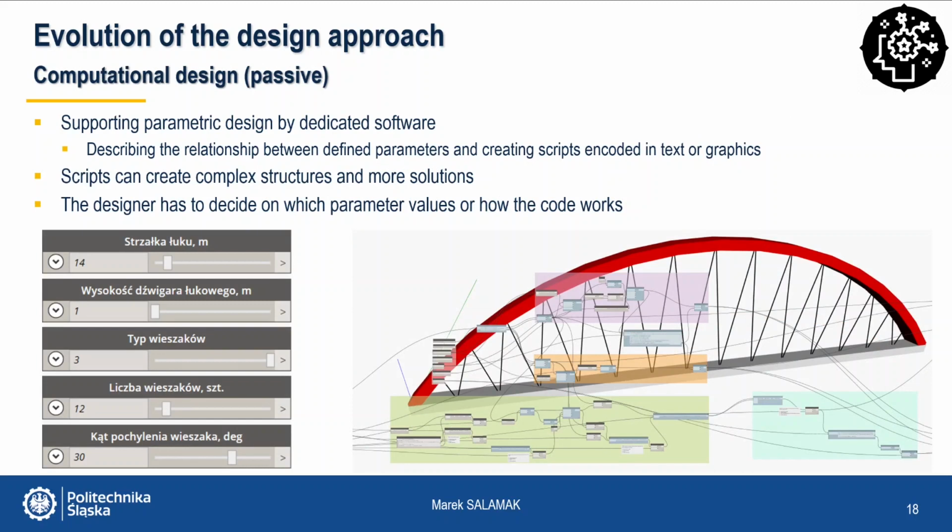The next step towards automating the design process is additional support for parametric design by dedicated software. It is possible to describe the relationship between defined parameters and create scripts coded in a text or graphic manner. Scripts can be used to create both complex structures and a greater number of possible solutions than before. But it still happens passively because it is the designer who has to decide on parameter values or the code's operation. This approach is called computational design, or computing designing.